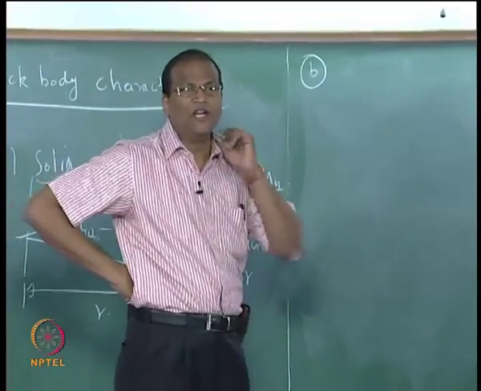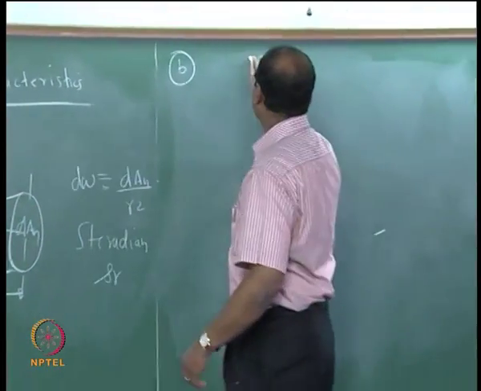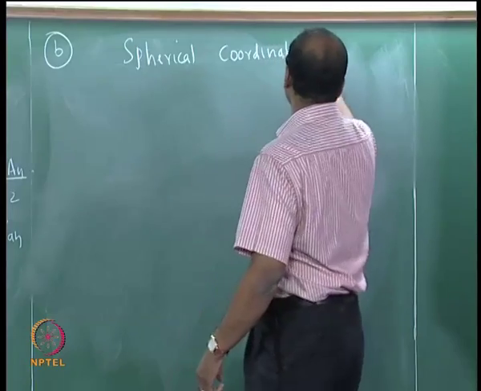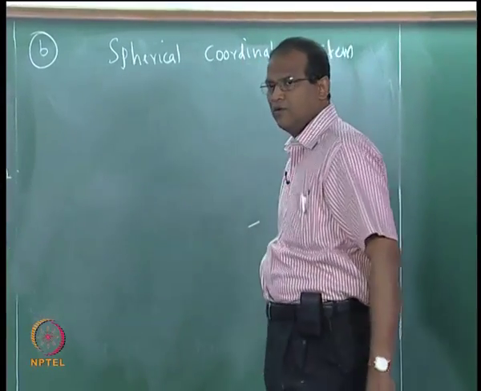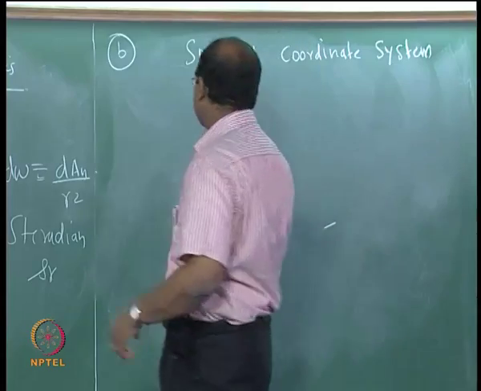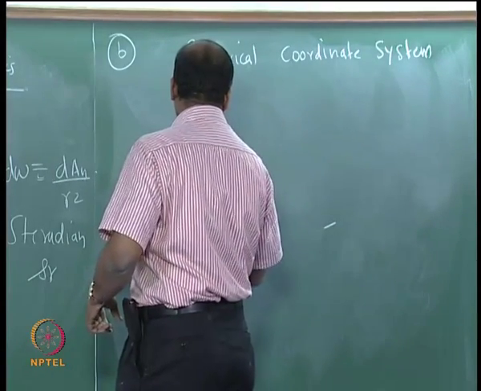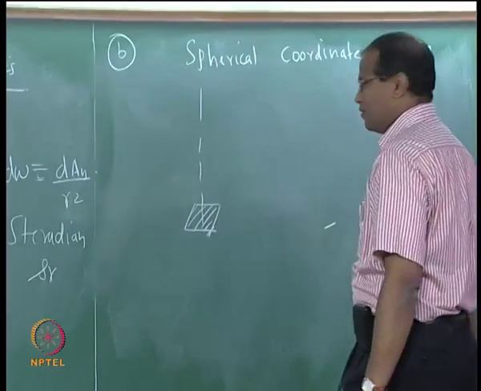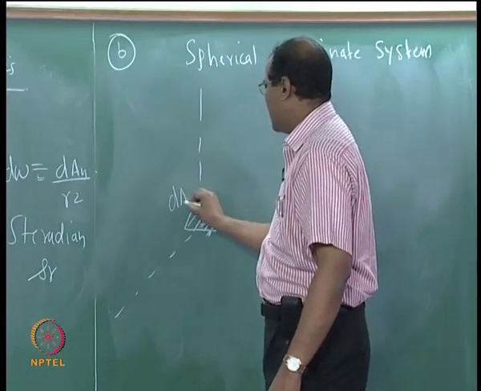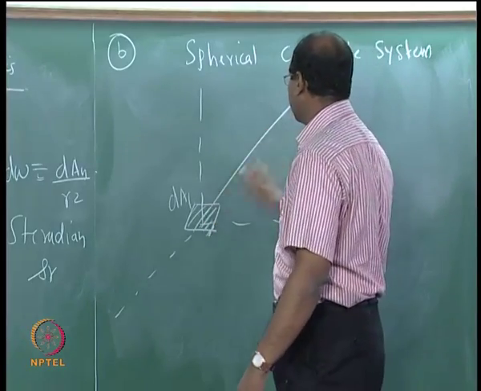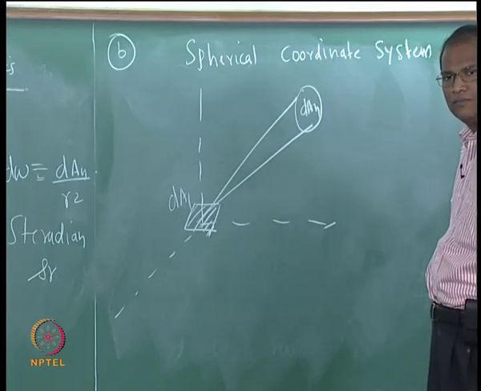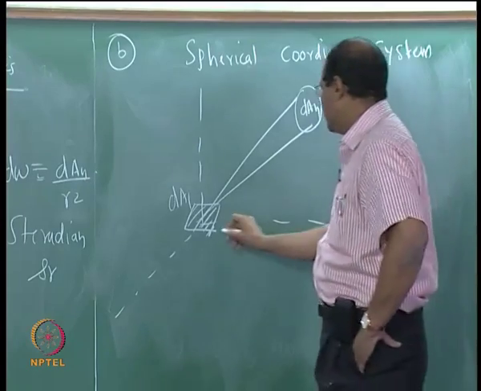Next we have to introduce a spherical coordinate system. So what is the spherical coordinate system? Let us consider an elemental area dA1 which is emitting radiation. It is going in all the directions. There is another elemental area dAn which is intercepting this radiation.